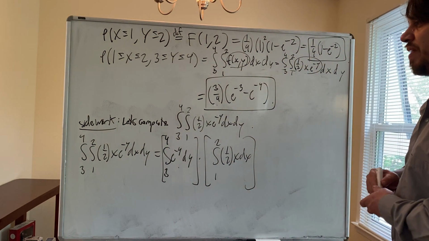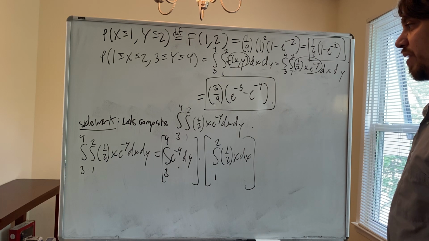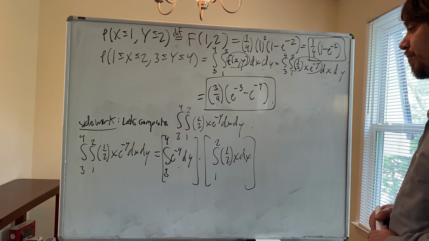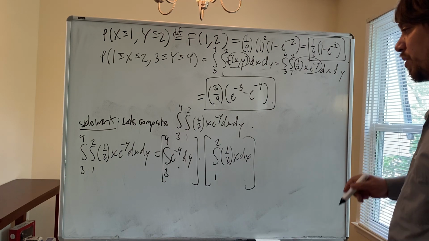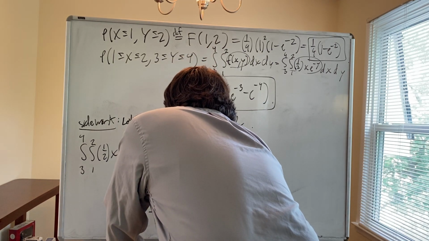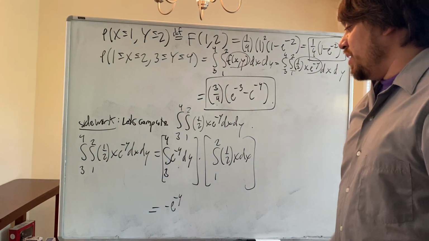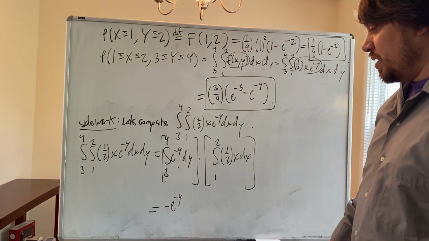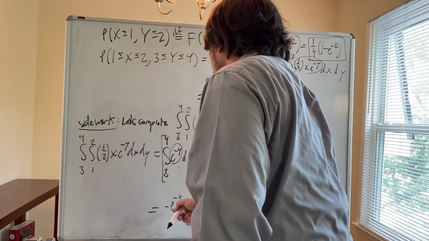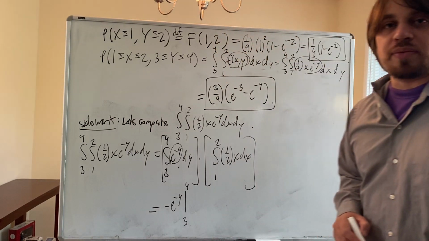So, integral from 1 to 2 of 1/2 x dx, and then the integral from 3 to 4 of e to the negative y dy. Let's just compute both of those. An antiderivative of e to the negative y is negative e to the negative y. If you take the derivative of negative e to the negative y, you get e to the negative y. So that's an antiderivative of this. So you evaluate from 3 to 4. We're using the fundamental theorem of calculus.